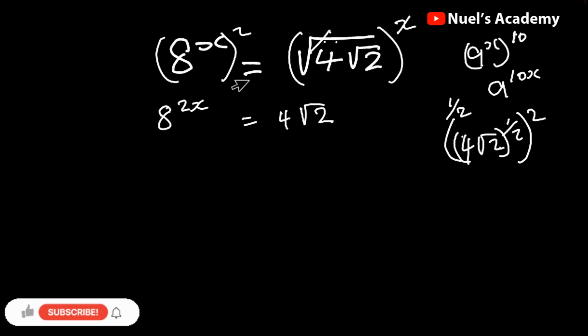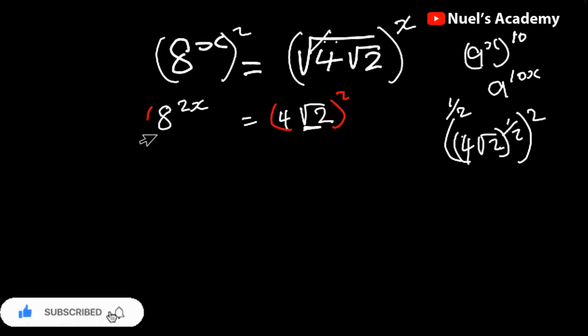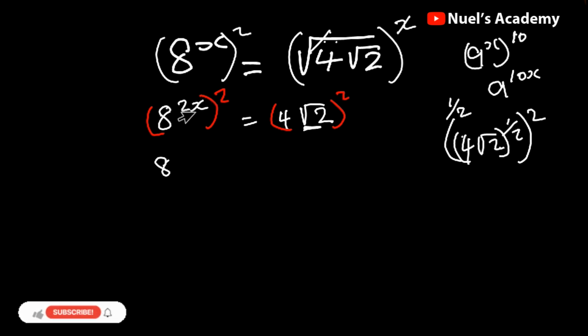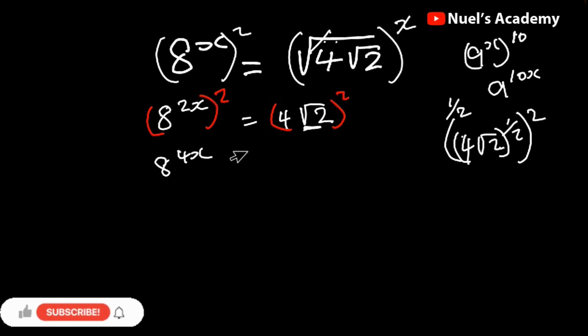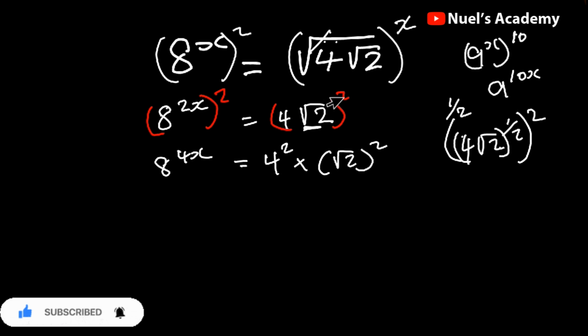So the next step is to get rid of this square root sign. Again, we're going to raise both sides to the power of 2. So we have square here and then square. We're going to have 8 raised to the power of 2 times 2x, which is 4x, then equal to, now we are going to have this 4 squared multiplied by root 2 squared. So that's the interpretation of this.